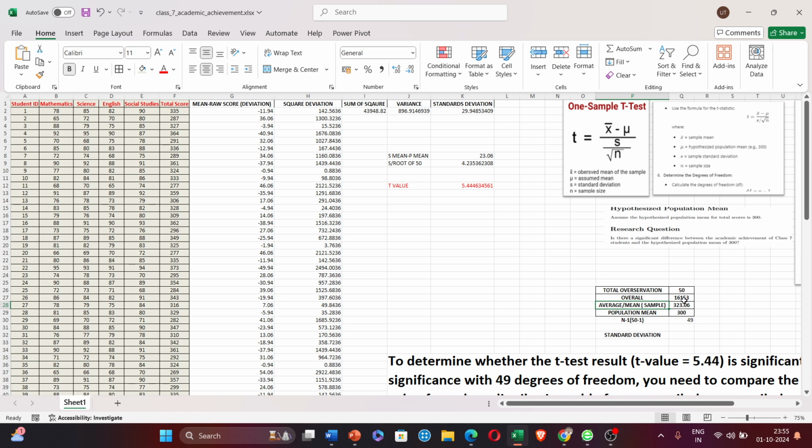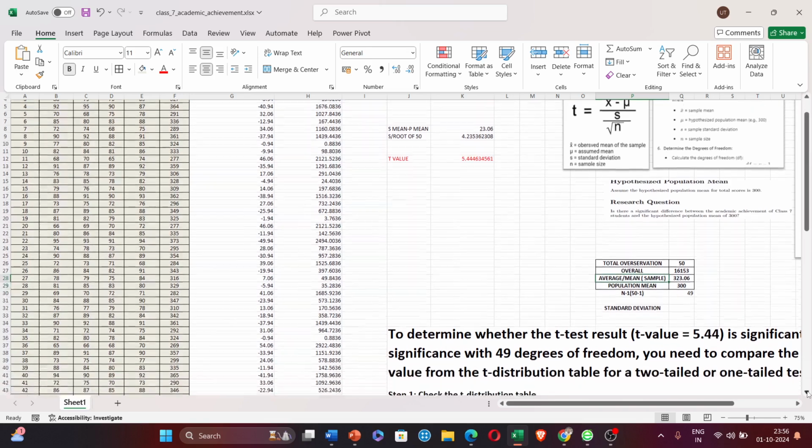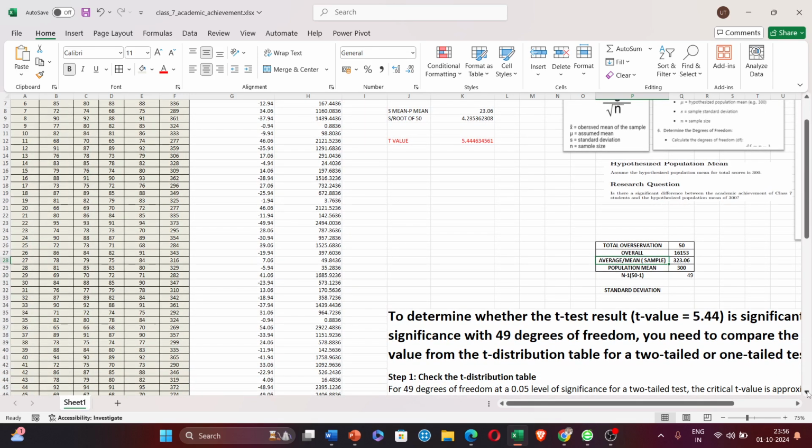Then for the average, I have to divide the overall score by the number of observations. 16153 divided by 50. Once I divide it, I will get this value. This is my mean. If you want to calculate it manually, you can do it. I will show how to do it.